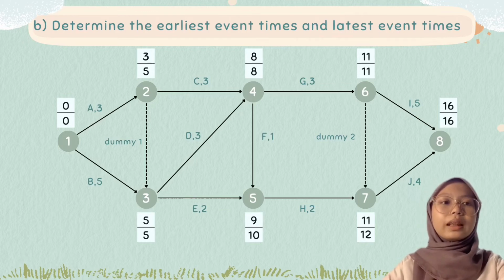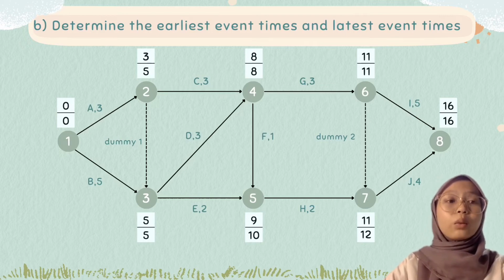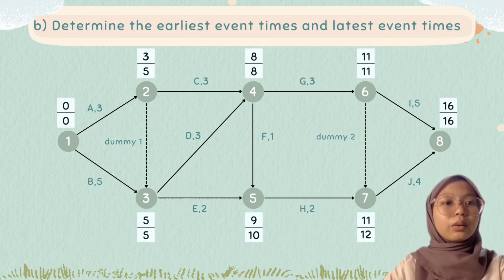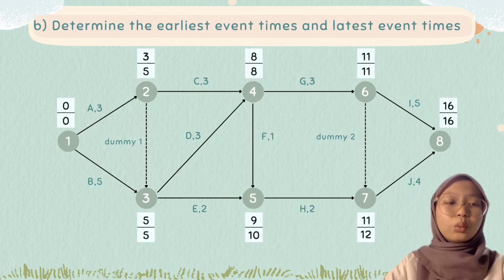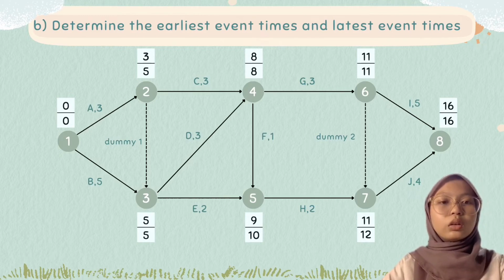The calculation of LET starts at the last node of the network and moves backwards. The EET of the last node is the LET of the last node. The last LET is 16. For LET node 7 equals LET node 8 minus duration activity J, which is 16 minus 4 equals 12. When there is more than one activity leading to an event, choose the smallest value among the alternatives to determine the LET.